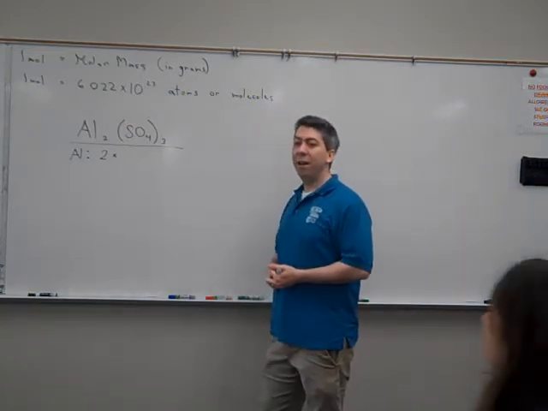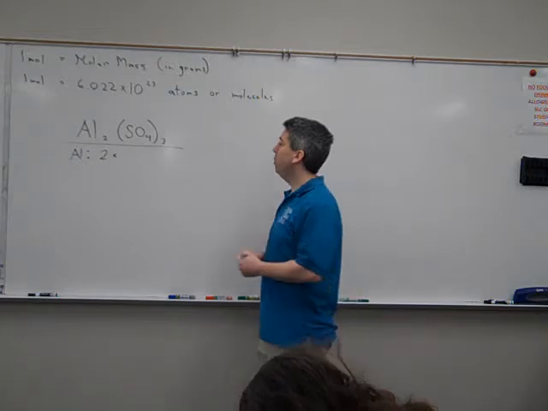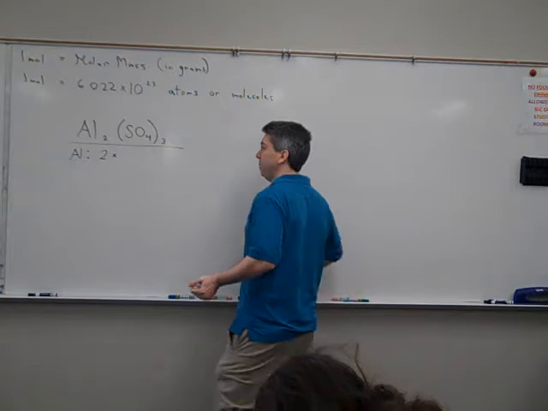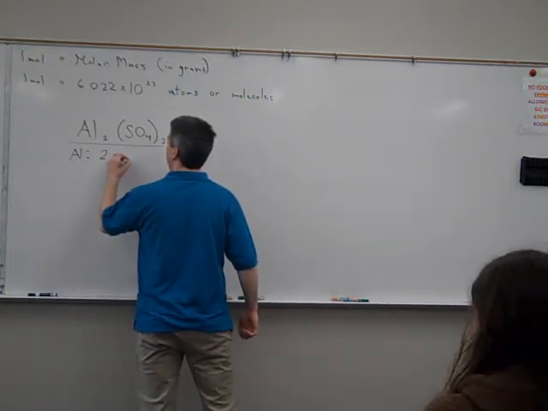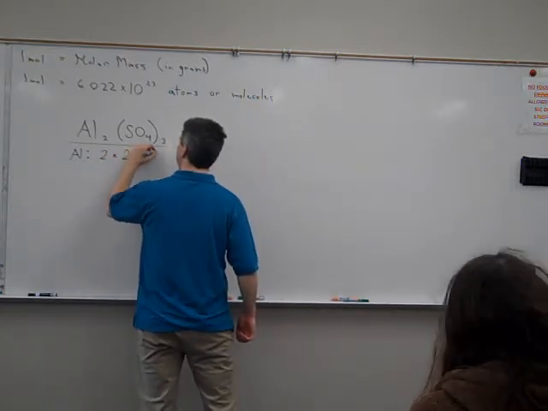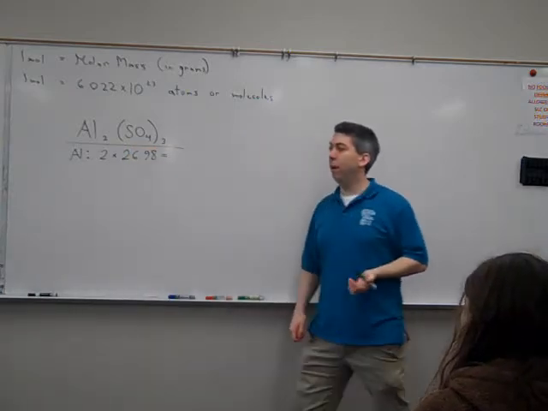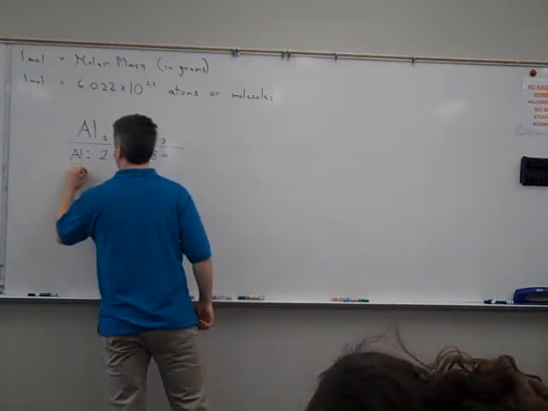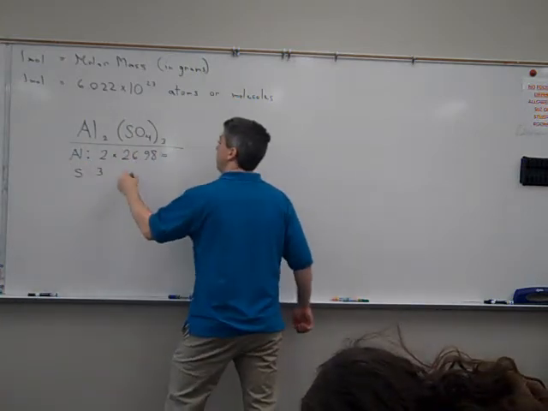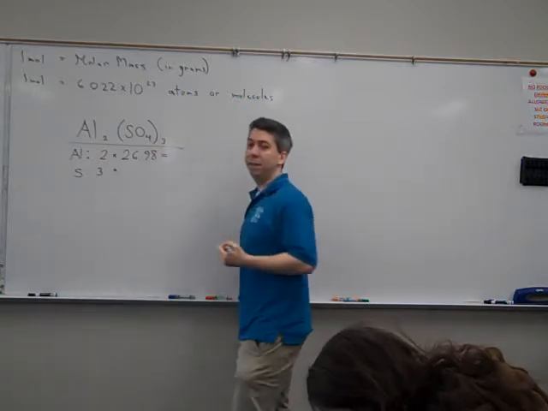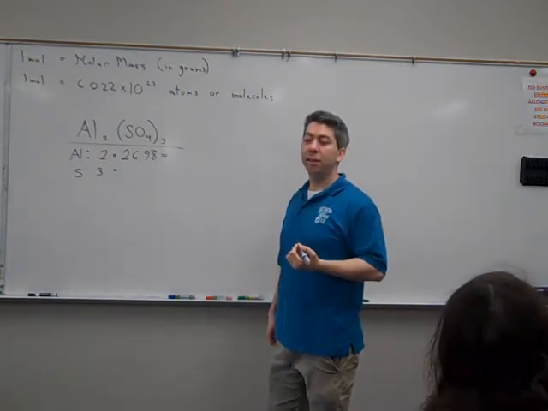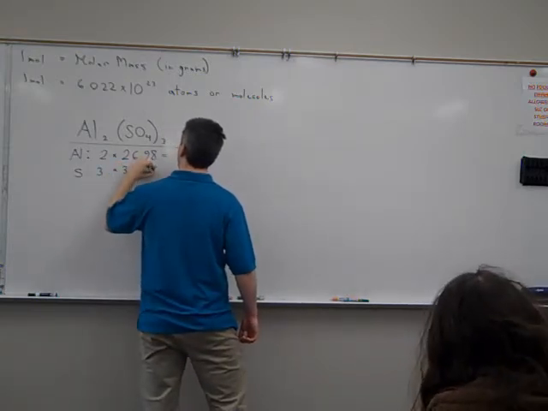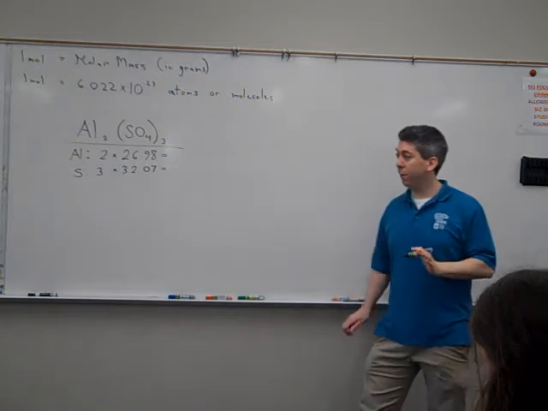So you have 2 times the molar mass of aluminum, which if you're a nerd like me, you might actually have memorized. But for most of you, we'll have to look at the periodic table. So 26.98 is the molar mass of aluminum, right? Then how many sulfurs do we have? 3. Very good. And so sulfur has a molar mass of what? 32.07, right? If you look at the periodic table, it should say roughly 32.07.